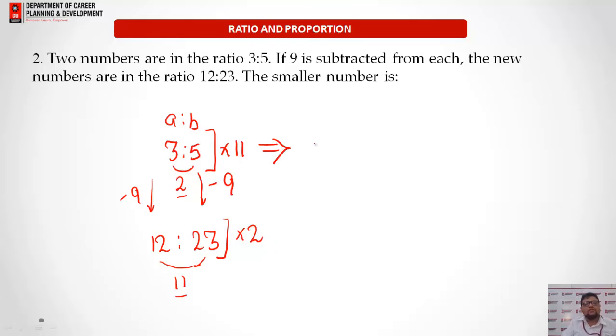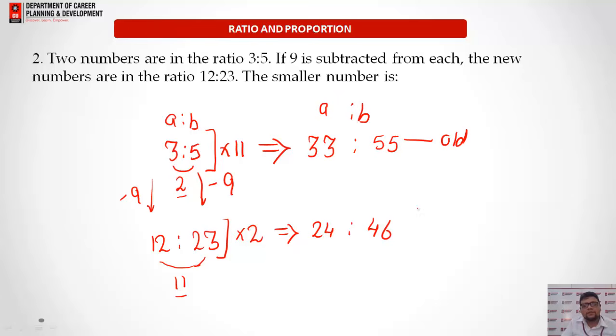So the old ratio will come out to be 3 multiplied by 11, that is 33, and 5 multiplied by 11, that is 55. And the final ratio, 12 multiplied by 2, that is 24, and 23 multiplied by 2, that is 46. Now these are the ratios of A is to B. This is the old ratio, and this one is the new ratio after subtracting 9 from each of them.